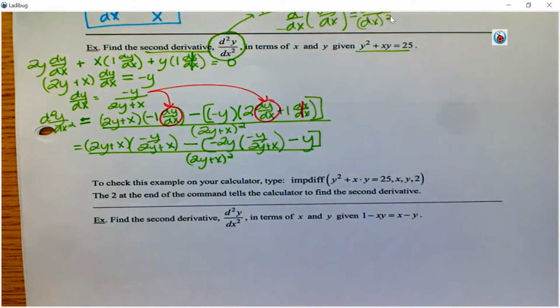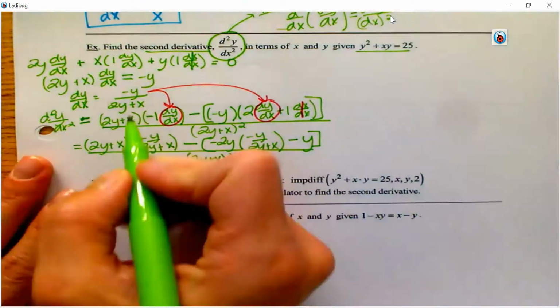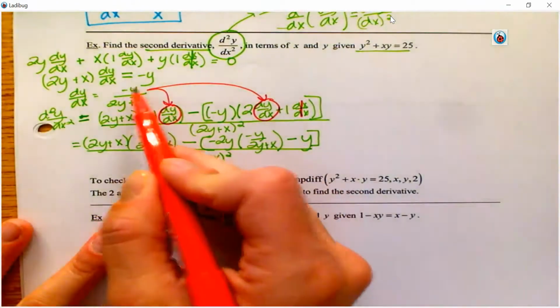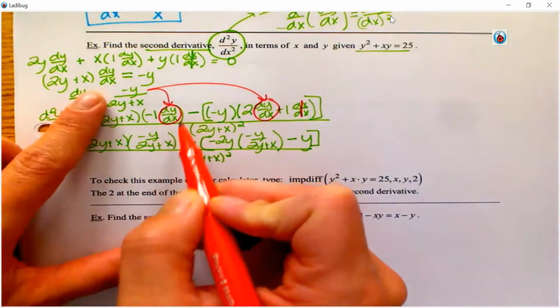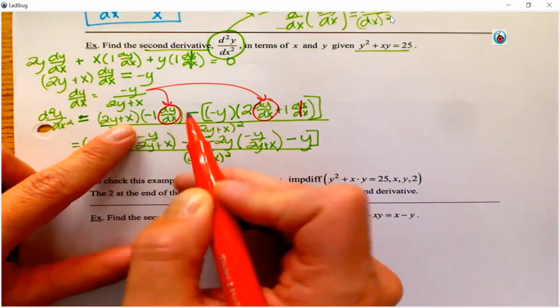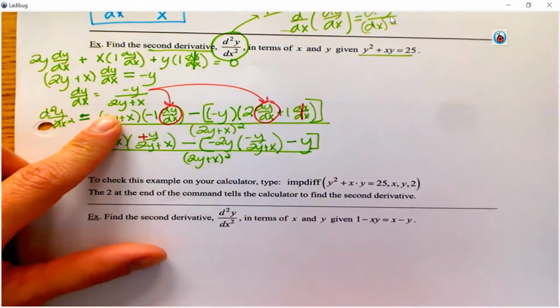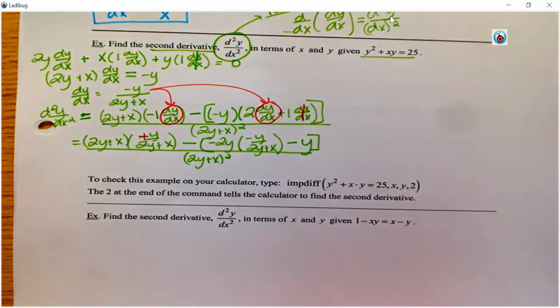Yes, Sydney? Thank you. Okay, good catch, because we need that. When I substitute in negative 1 times this negative y, this was negative 1 times dy dx, this should be a positive. Good catch. You guys good with that? Okay, are all my other signs right? So far. Do we understand why this became minus y? Where'd that come from?